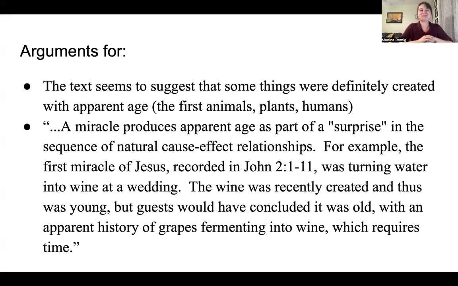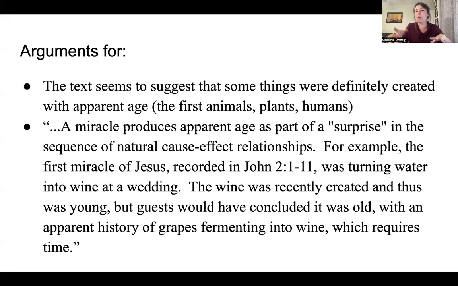All right, another reason that this might be the case is if you think about Jesus in the New Testament and the first miracle that he does. I'm quoting here: a miracle produces apparent age as a part of a surprise in the sequence of natural cause-effect relationships. For example, the first miracle of Jesus recorded in John 2:1-11 was turning water into wine at a wedding, right? The wedding at Cana. The wine was recently created and thus was young, but guests would have concluded it was old with an apparent history of grapes fermenting into wine, which requires time.